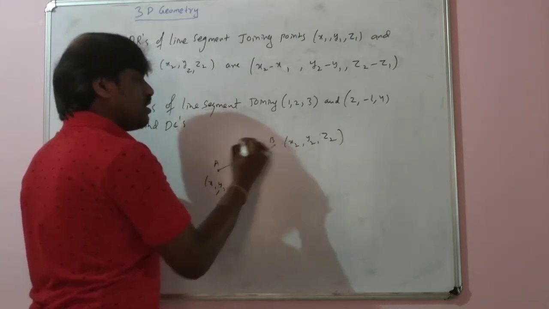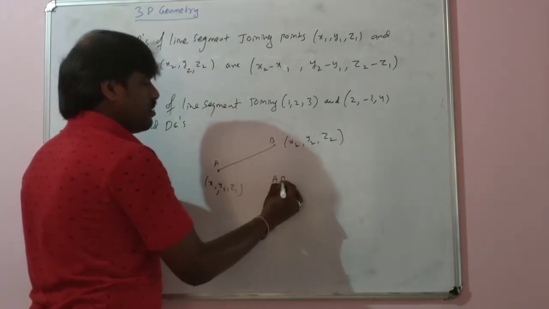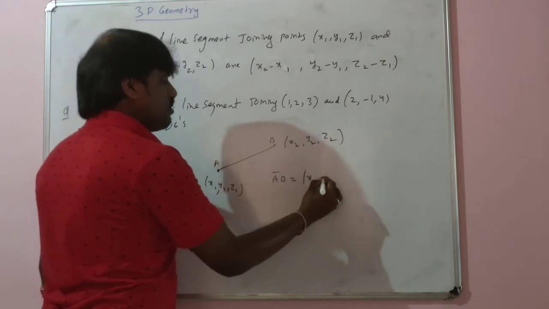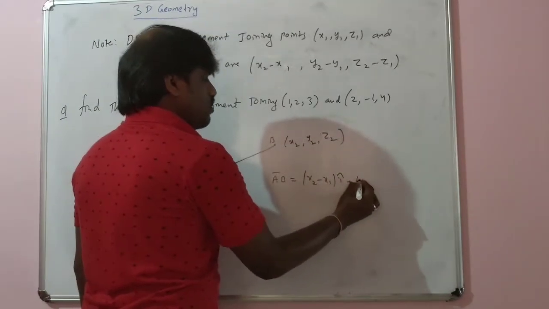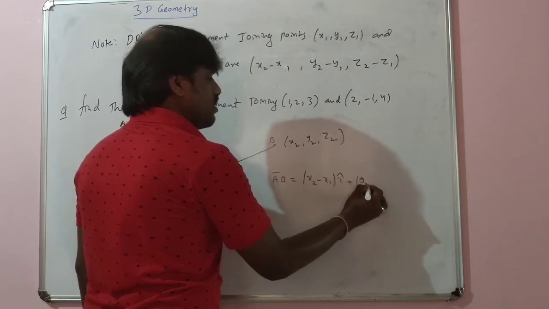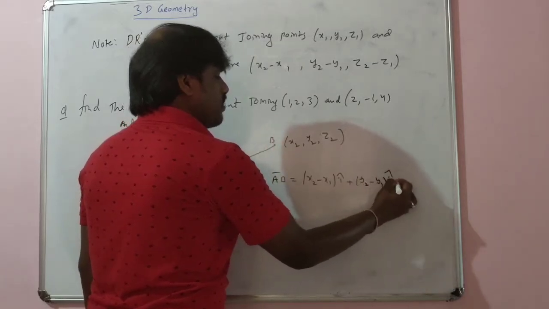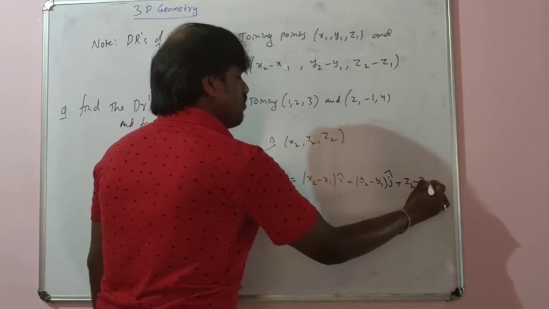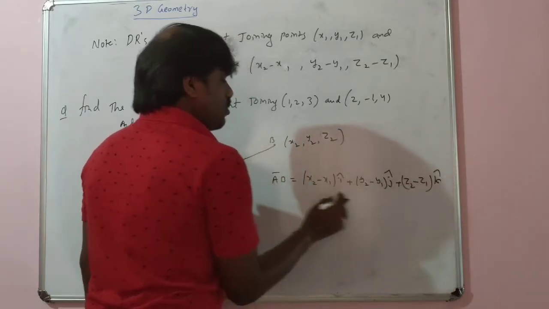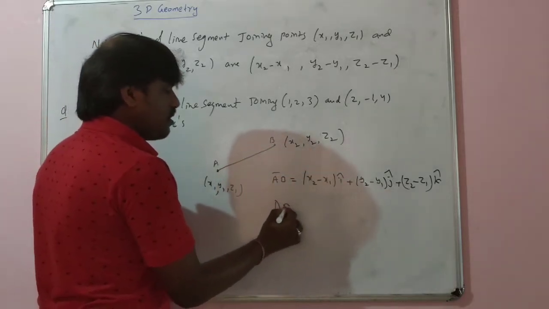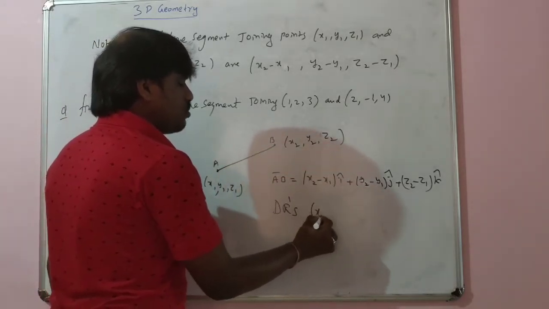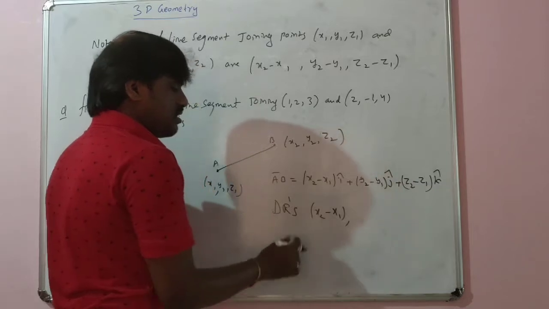That is what you get, a vector. So AB vector will be what? AB vector is nothing but (x2 minus x1) i cap plus (y2 minus y1) j cap plus (z2 minus z1) k cap. This is the vector. So these vector components are called direction ratios. So the direction ratios are x2 minus x1, this is one direction ratio.